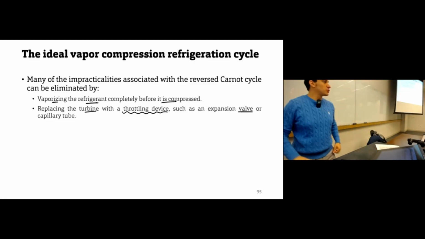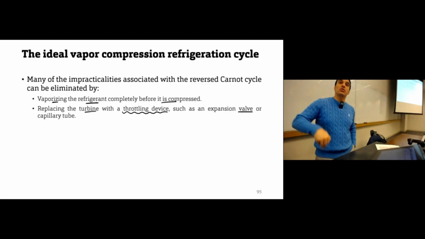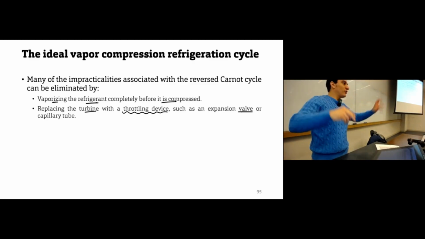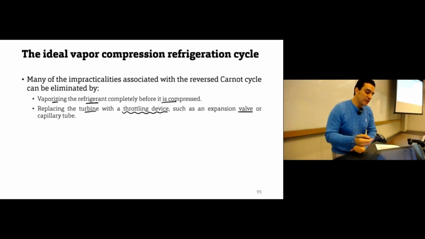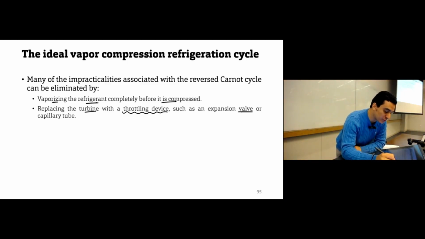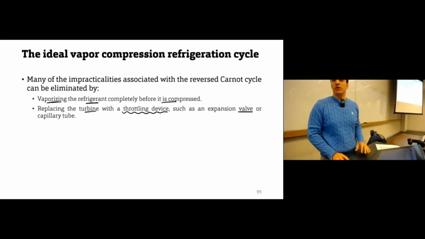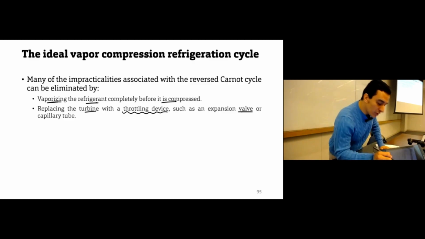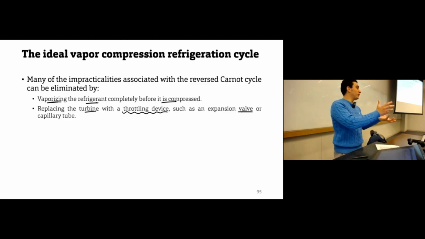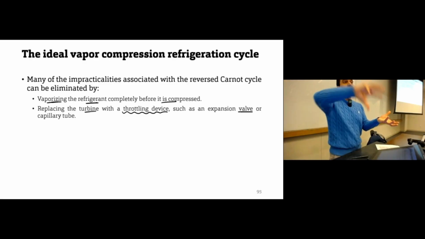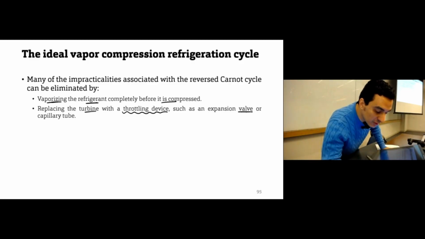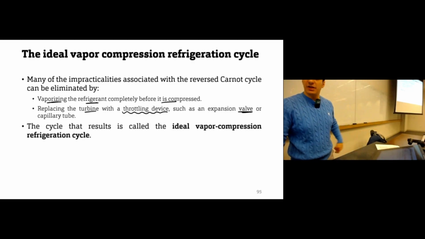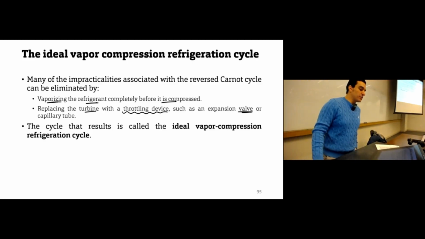So how can we overcome the limitations of using the Carnot cycle in order to have a practical cycle? Again, you have problems at two points, so you need to find a solution for each. One is the inlet to the compressor: we need to vaporize the refrigerant completely before it goes to the compressor. Another is the turbine, which cannot handle two phases, so we need another device that performs the same function, expansion, but can handle two phases, which is a throttling valve.